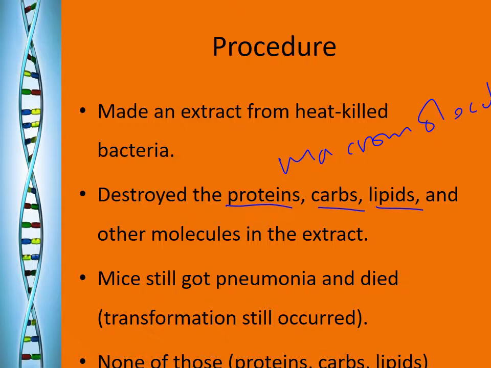When he destroyed the proteins, the carbs, the lipids, and injected the extract into the mice, they still got pneumonia and died. So we know transformation still occurred, because bacteria was still being transformed. So that leaves one explanation. These macromolecules, the proteins, the carbs, and the lipids, have nothing to do directly with the killing of the mice or the transformation of the pneumonia bacteria. So he didn't just stop there.